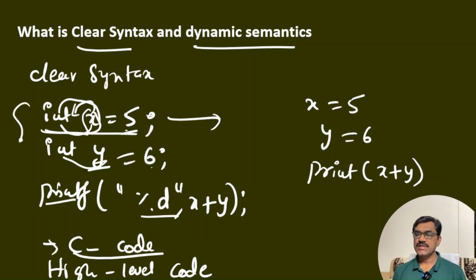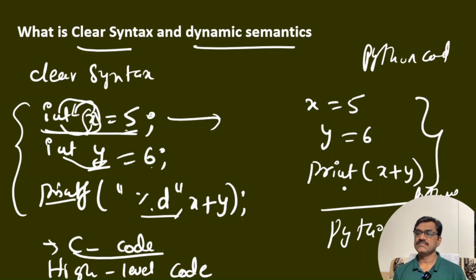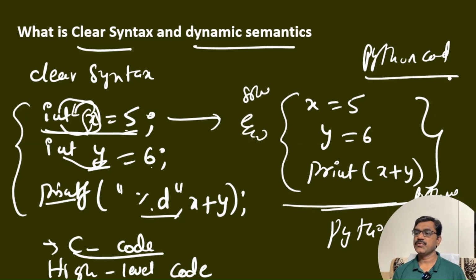If you observe the C code and the Python code, this is the Python code. If you observe this Python code, it is very easy. There is no data type, there is no semicolon. Very easy to understand. We have clear syntax, simple syntax, easy syntax. So this is the greatness of Python programming, or we can say Python code.